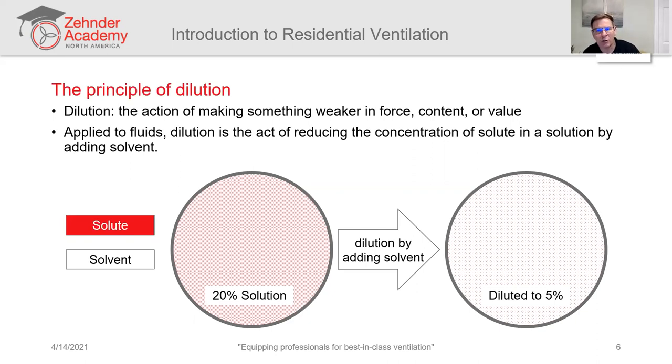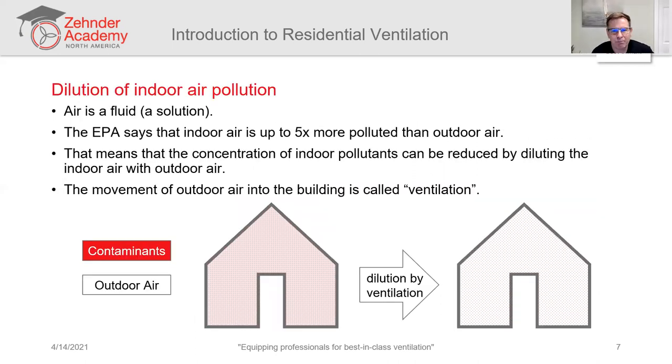Too much rum in your Coke, just add Coke. Now you have a lower concentration of rum in your Coke. If we apply this to houses, which we can, because a house is a container and it's filled with fluid. The fluid isn't a liquid, the fluid is typically a gas, but it's still a solution. We have air, which is mostly nitrogen with some other things in there, carbon dioxide, oxygen, of course.